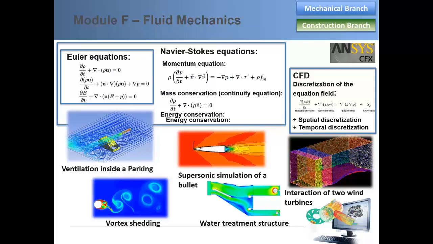Here you can see some examples of CFD fluid mechanics analysis solved in the fluid mechanics module. The ventilation inside a parking area, checking the smoke behavior created by fire, the simulation of a bullet in supersonic regime, the simulation of the interaction between two aligned turbines, checking how the wake of the first turbine affects the second turbine, a vortex shedding simulation to check the frequency and amplitude of the loads created by this phenomenon, and the optimization of a water treatment structure using a deflecting wall to improve the suction of one of the pumps.